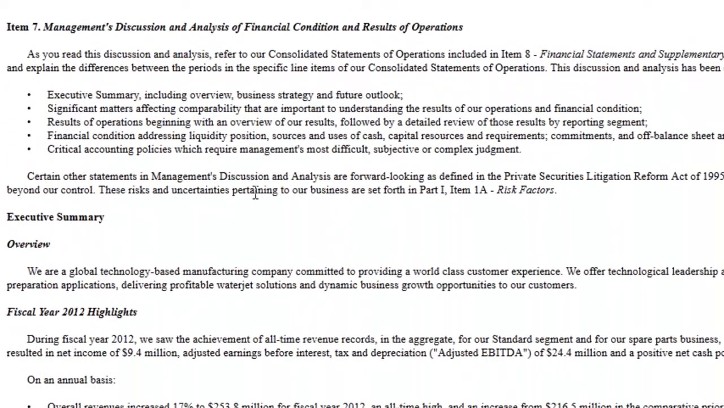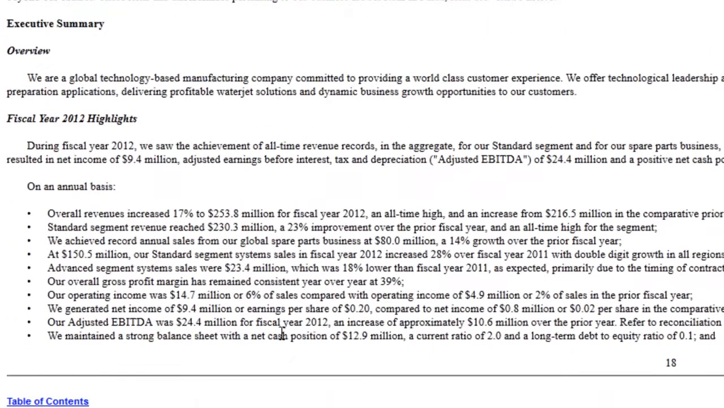Then another very important section is Item 7, Management's Discussion and Analysis of Financial Condition and Results of Operations. This is where the company compares one year to another or one quarter to another, and they go through revenues. Why did revenues increase? Was it because of internal growth, or was it because they acquired a company? A very, very important section to read.